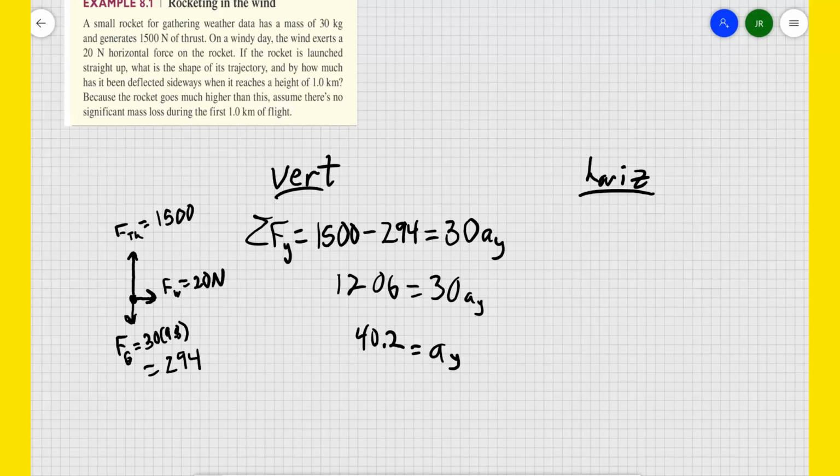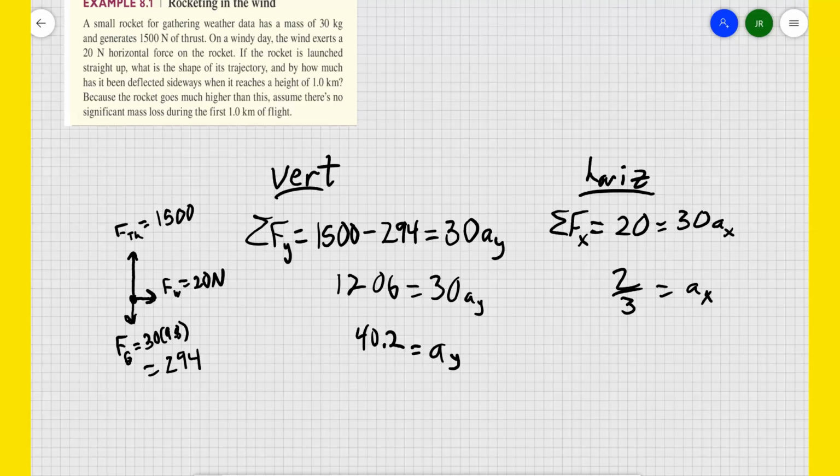Now we can do the same thing for the horizontal direction. The sum of the forces in the x is just going to be what? The only one we've got is the positive 20. That's going to equal ma in the x direction. So that's going to equal the mass times the acceleration in the x direction. Divide, and we get the horizontal acceleration to be 2/3.